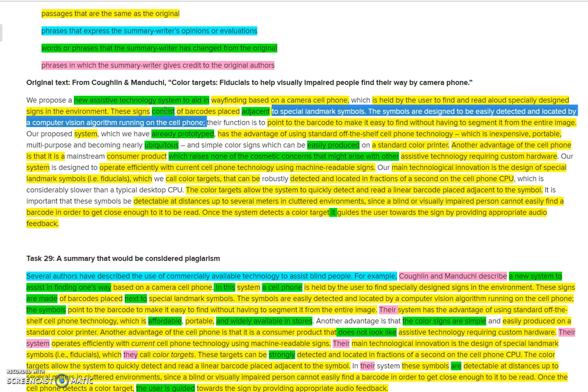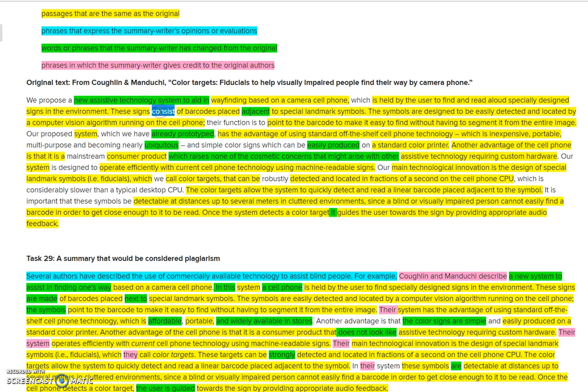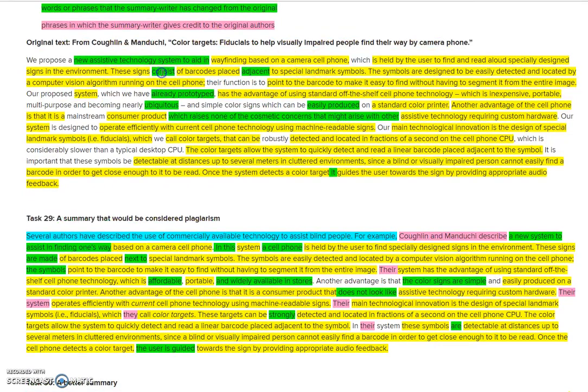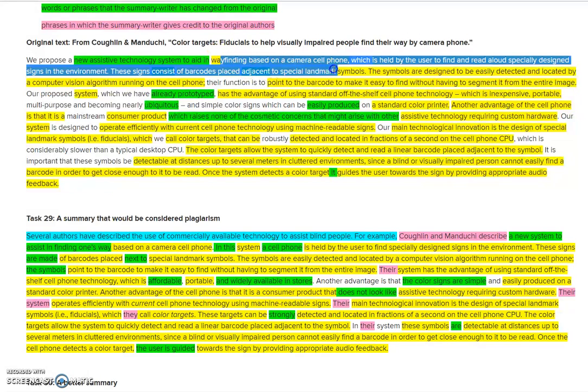you're trying to change this to put it in your own words, and you realize, oh, wait, I know a synonym for consist. We can say they are made of instead of consist of. And then the yellow continues of barcodes placed, and then you say, oh, adjacent. Oh, I know that word. It's synonym to next to. Yeah, there we go. But you can see that these little flashes of green in a sea of yellow, that it's still mostly the wording of the original author here.